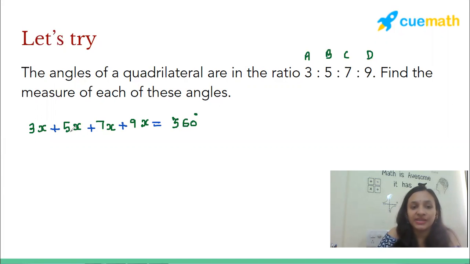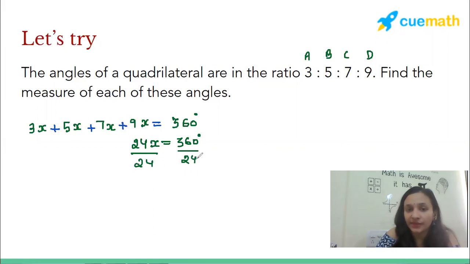So we'll now add it up. 3x plus 5x is 8x, 8x plus 7x is basically 15x, 15x plus 9x is 24x. So 24x is equal to 360 degrees. Now we would divide both sides by 24 so that we can isolate x. Now this 24 and this 24 get cancelled. We will try to cancel out the common factors here. Divided by 4, so this is 90, because 9 4s are 36, so here would come 90, and 4 6s are 24, so 6 would come here.